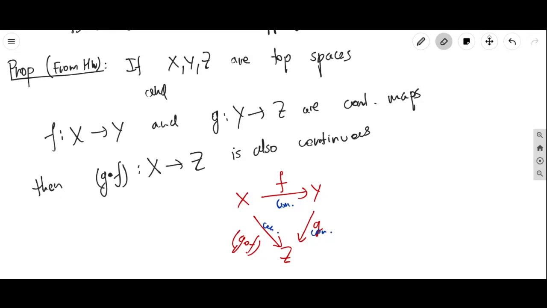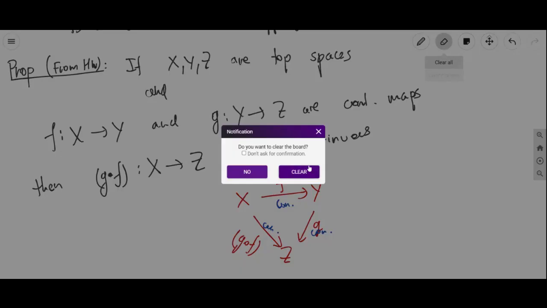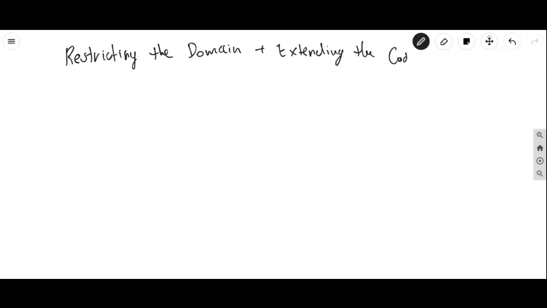Now, another proposition that I wanted to talk about, on continuous mappings, has to do with restricting the domain and extending the codomain. So here's the way this goes. So let's call this proposition 1. There's going to be two of them.